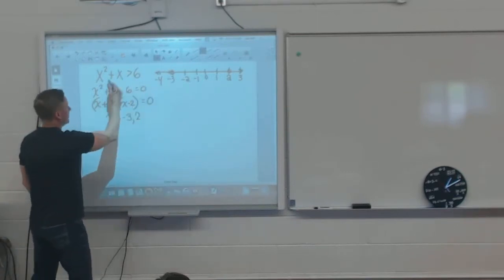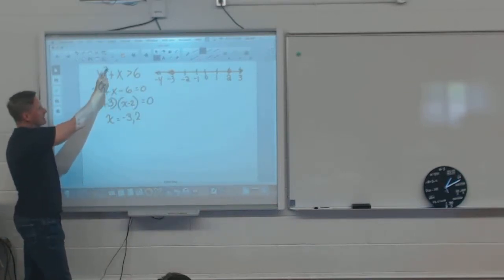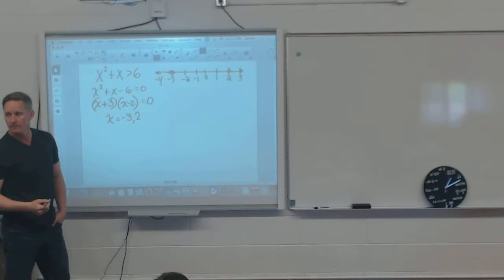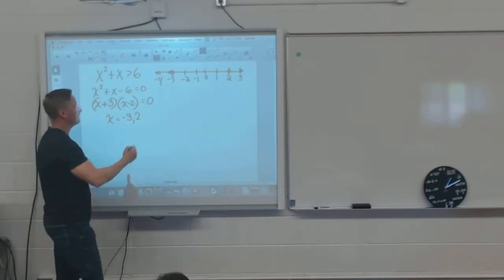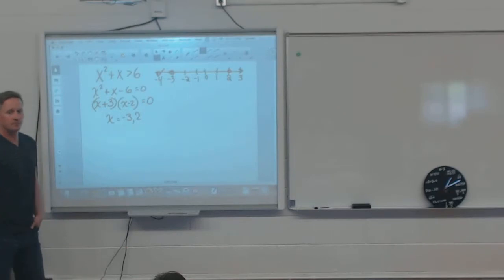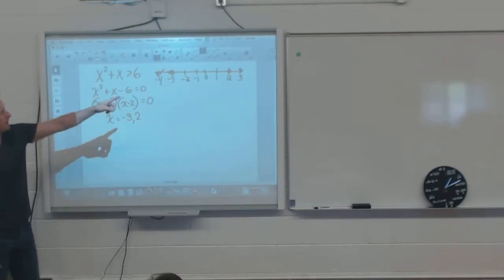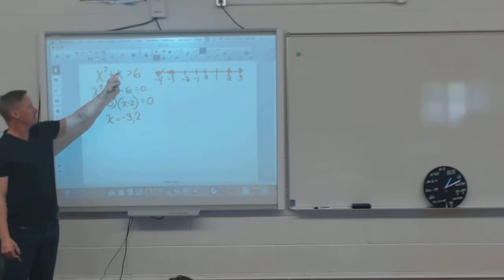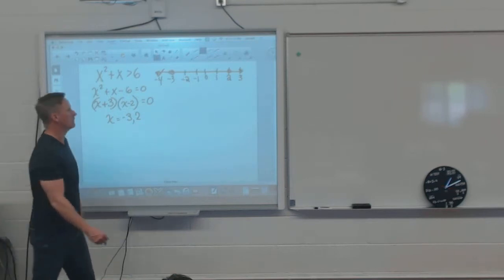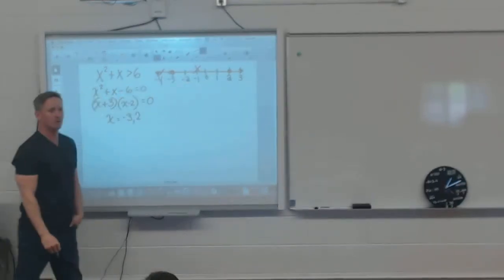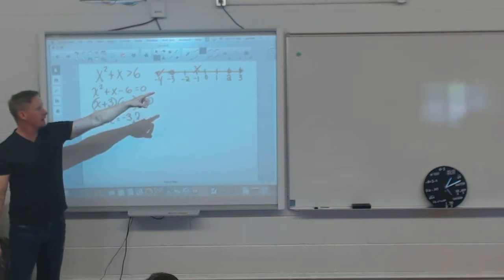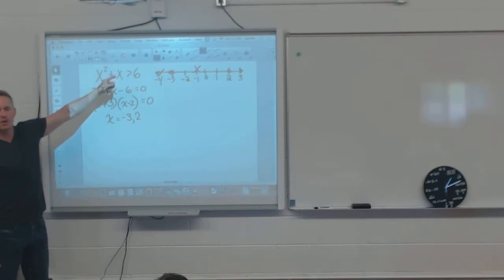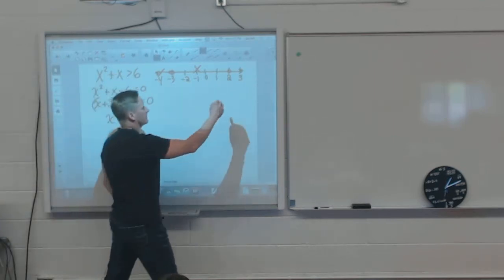So let's put it in there. Negative 4 squared is 16. 16 subtract 4 is 12. Is 12 greater than 6? Yeah. So I'm going to put a check mark out here. Okay? Now I'm going to pick a number between negative 3 and 2. I'm going to use 0. 0 greater than 6? No. Okay? And then finally I'm going to pick a number on the other side. I'm going to use 3. 3 squared is 9. 9 plus 3 is 12. 12 greater than 6? Yes.